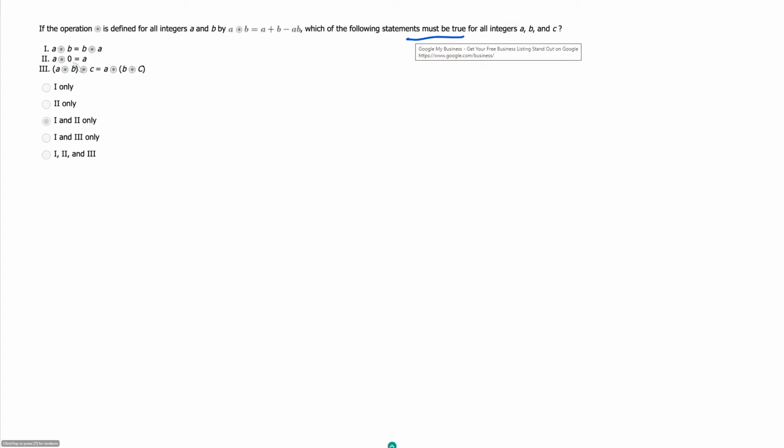Statement 2, a star 0 is equal to a. Statement 3, a star b star c. So the quantity a star b, all star c, is equal to a star the quantity b star c. So this is a function question. It looks like a fairly complicated function question, especially given this last statement here.